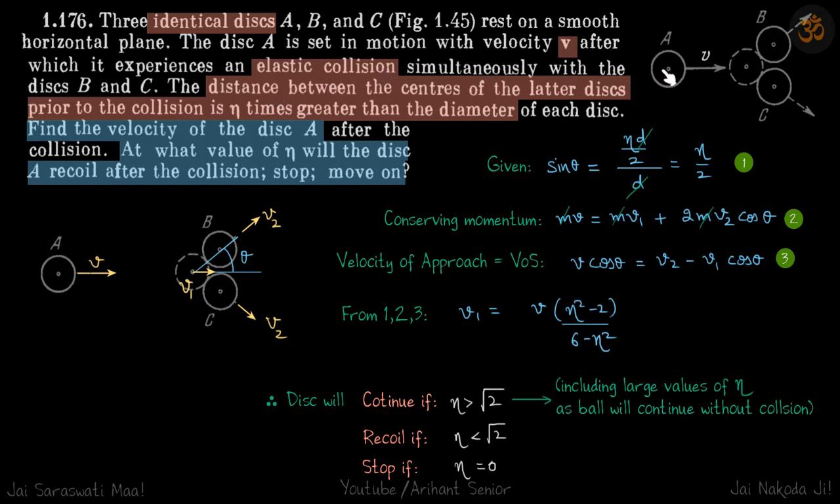We are given that a ball strikes these two balls elastically. The distance between the two balls is given as eta times greater than the diameter of discs. We need to find at what value of eta the first ball will recoil, or it will stop, or it will move on.